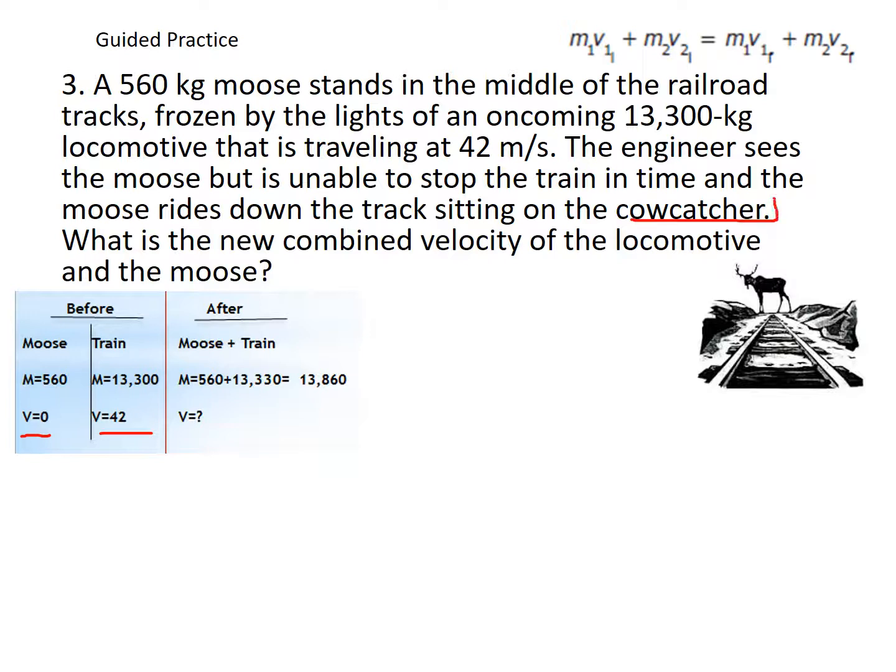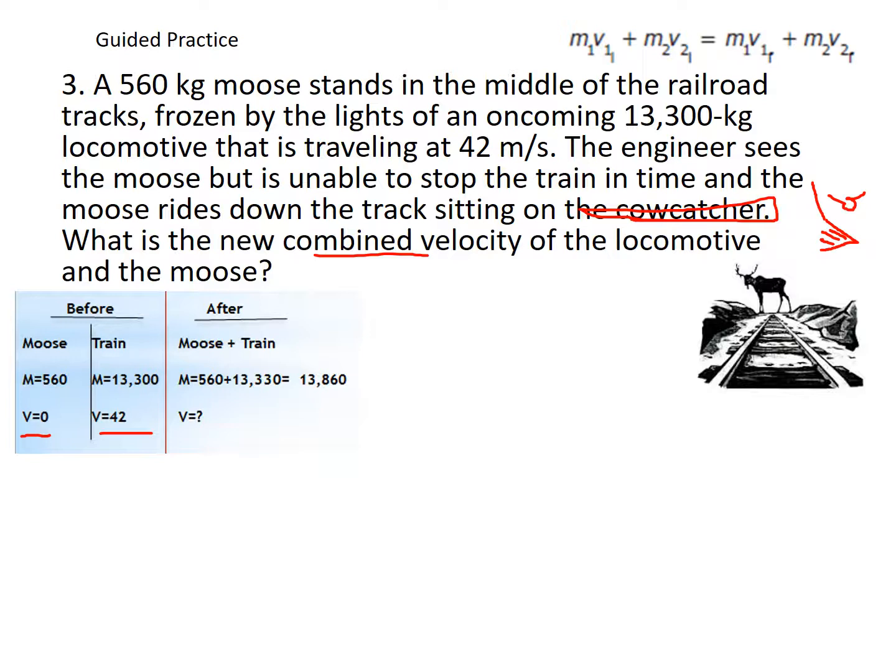A lot of my students had questions about what a cow catcher is. You know, a train has this edge that's sharp. This is a cow catcher. So the poor moose was stuck. It was stuck right there on the cow catcher. So what is the new combined velocity of the locomotive and the moose?